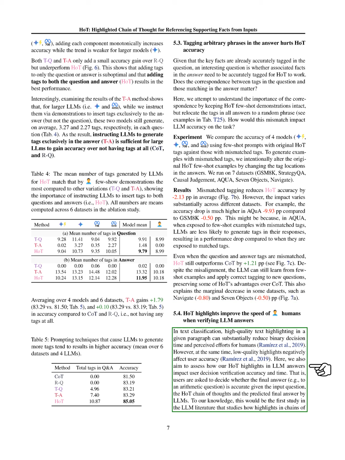We also examine how our HoT highlights in LLM answers affect user decision-making accuracy and time. Users are tasked with verifying whether the final answers to arithmetic questions are correct based on the input question, the HoT chain of thoughts, and the LLM's predicted answer. We believe this is the first study to analyze the impact of highlights in chains of thought on user performance in a downstream task. To evaluate this, we measure user accuracy in verifying LLM responses for arithmetic and reading comprehension problems.